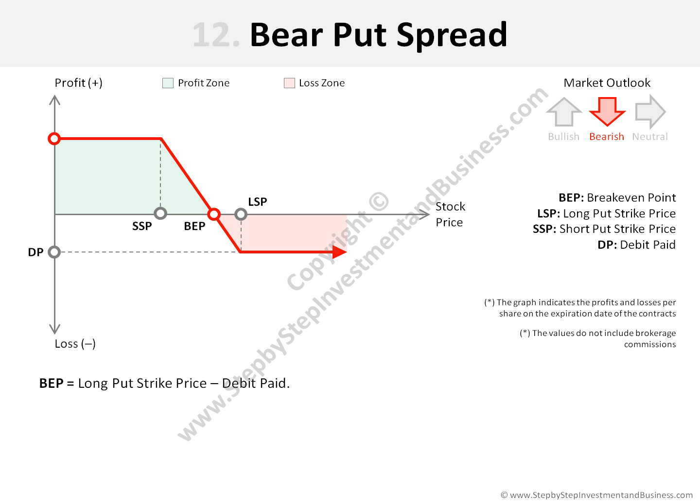The break-even point is equal to the strike price of the long put minus the debit paid. The break-even point defines the profit and loss zones. In our case, for stock prices lower than the break-even point, we are in a profitable situation. In contrast, for stock prices higher than the break-even point, we are in a losing situation.